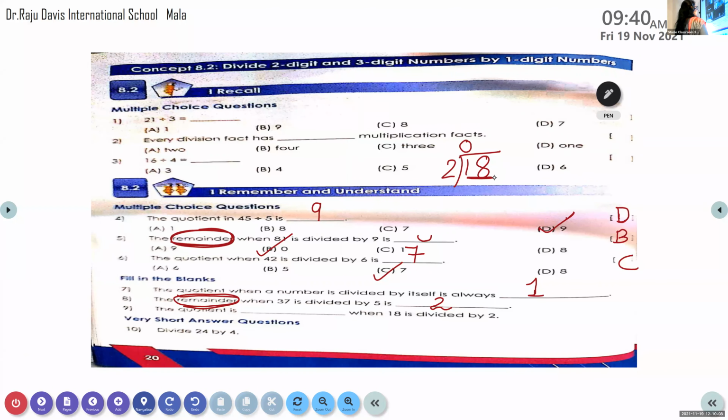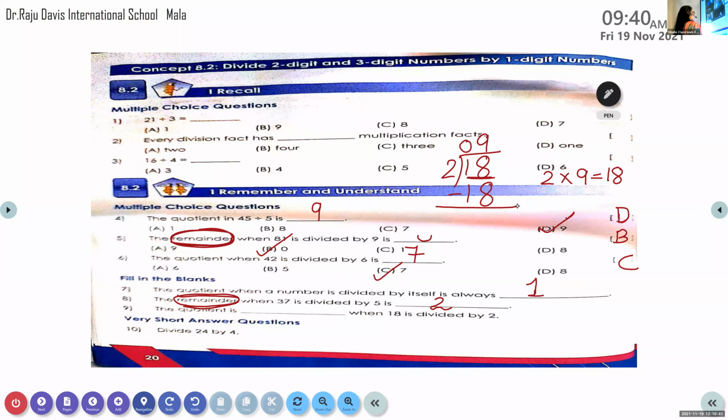So whether 18 is there in the table of 2? Yes. 2 nines are 18. Okay, so which number will go up? The 9 will go up. Yes, 9 will be up here. Then 18 will come down. Yes, below the dividend, 18 will be here.